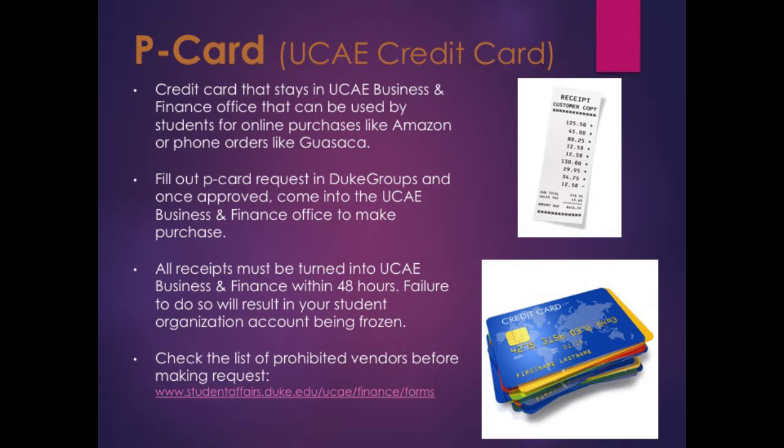Your organization can also make purchases via credit card with the UCAE procurement card. P-cards are used for online and over-the-phone purchases such as ordering food from a restaurant or Amazon orders. To use a P-card, the president, treasurer, or an authorized spender will need to fill out the online P-card request through Duke Groups. After the form is completed and approved, which usually takes 48 hours, the submitter will also need to visit the UCAE Business and Finance Office to make the purchase. The submitter can also designate another member of the group to come into the office in the Duke Groups request.